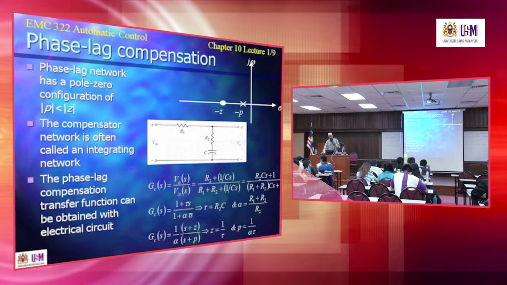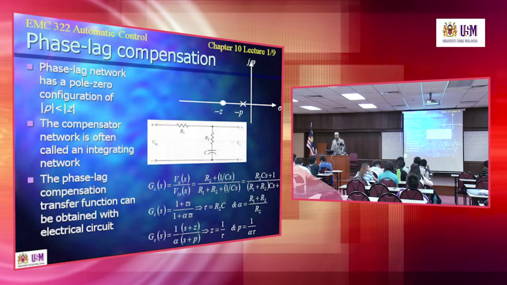So the phase lag compensation transfer function can be obtained with the electrical circuit also. Okay? And surprisingly, it's utilizing the same components as well. Resistor 1, resistor 2, and also a capacitor. The only thing, the circuit is different. You arrange all three of them in series. And then the output you tap from between R1 and R2. And this is the input. Okay? You can check this circuit in chapter 2 in one of the tables.